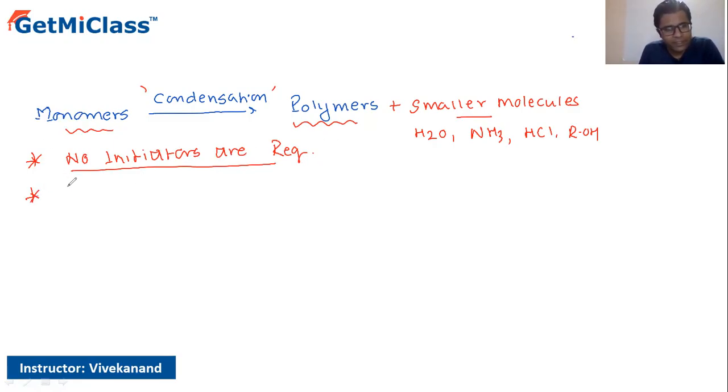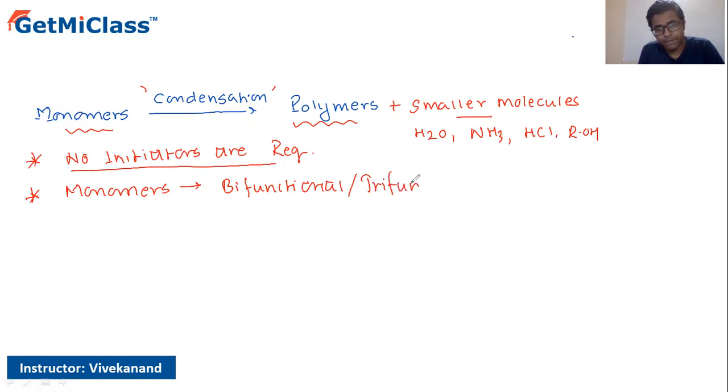Secondly, all the monomers which are involved are usually bifunctional, or they can be trifunctional. Therefore, all these molecules involved in condensation polymerization are either bifunctional or trifunctional.